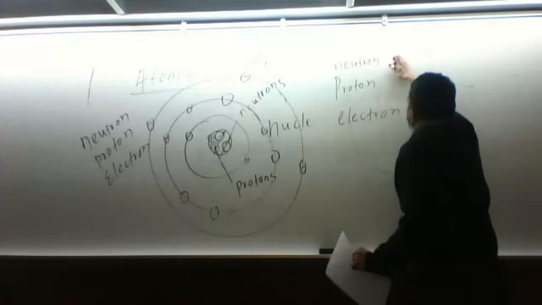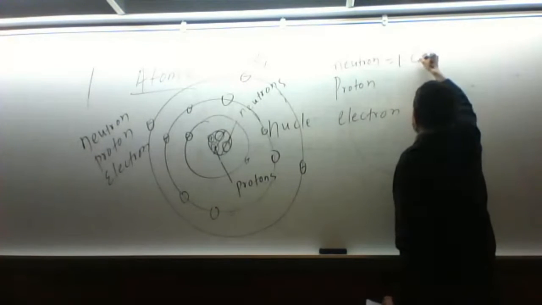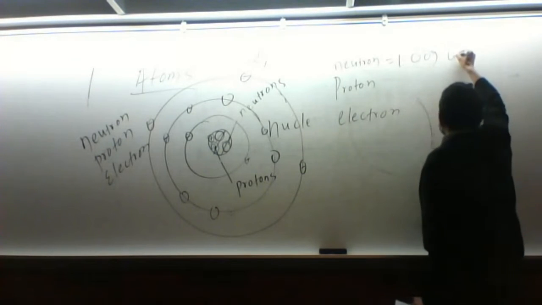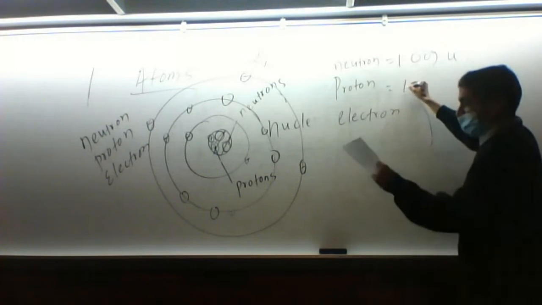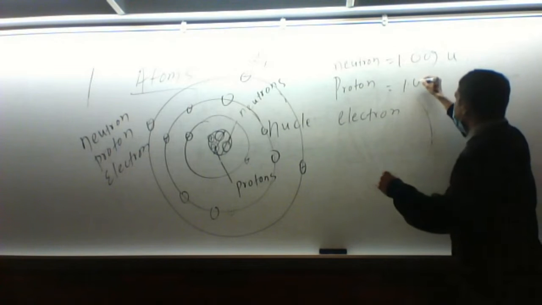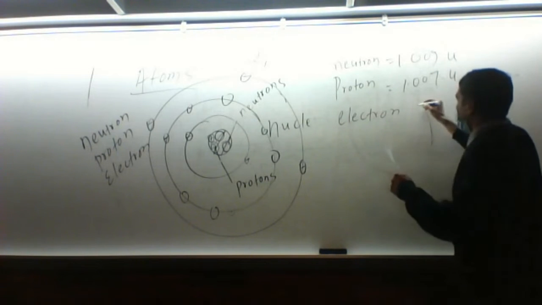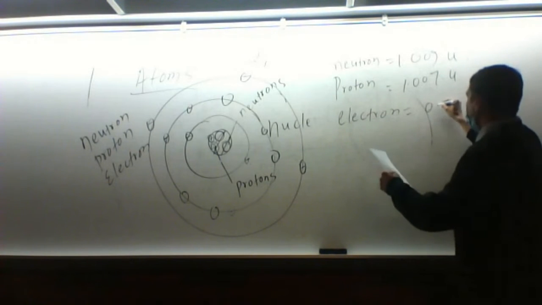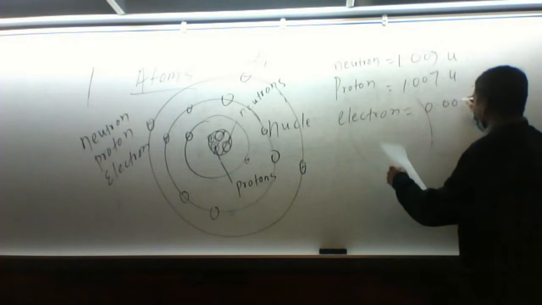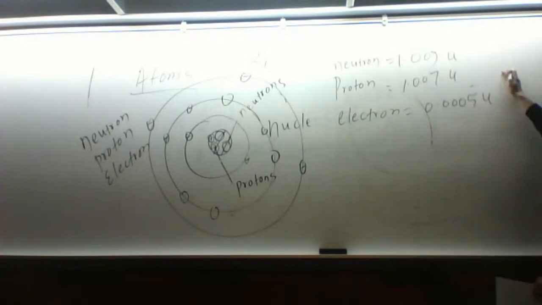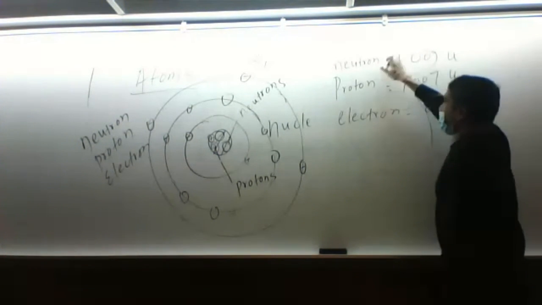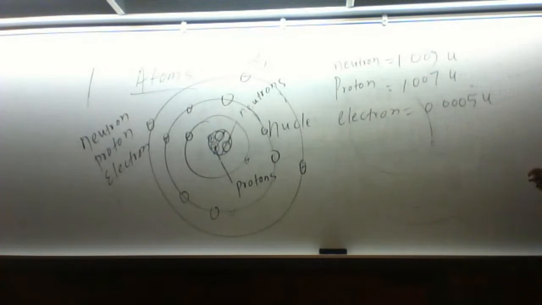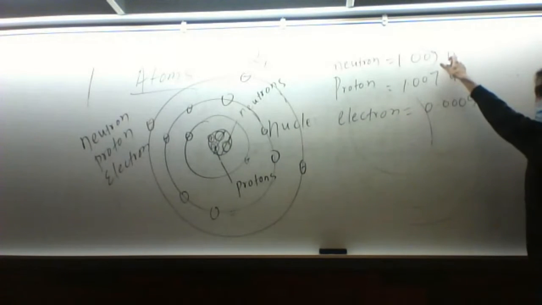Neutron has 1.009 atomic mass unit, so they call it U. Proton has 1.007 atomic mass unit. An electron has 0.0005 atomic mass unit. You see that? Among these three, neutron, proton, electron, the neutron is the heaviest particle.